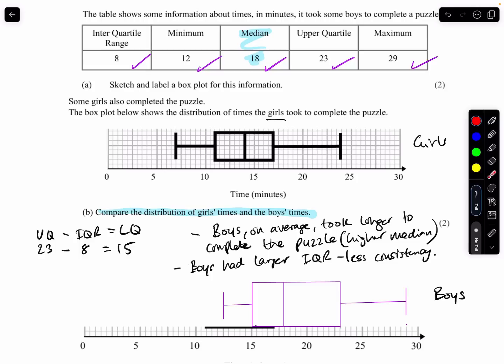Maybe we could look at something else, perhaps the range, the overall range. Okay, so the boys took longer. They had a larger IQR, so therefore less consistent. But you can talk about the range as well and the highest value.